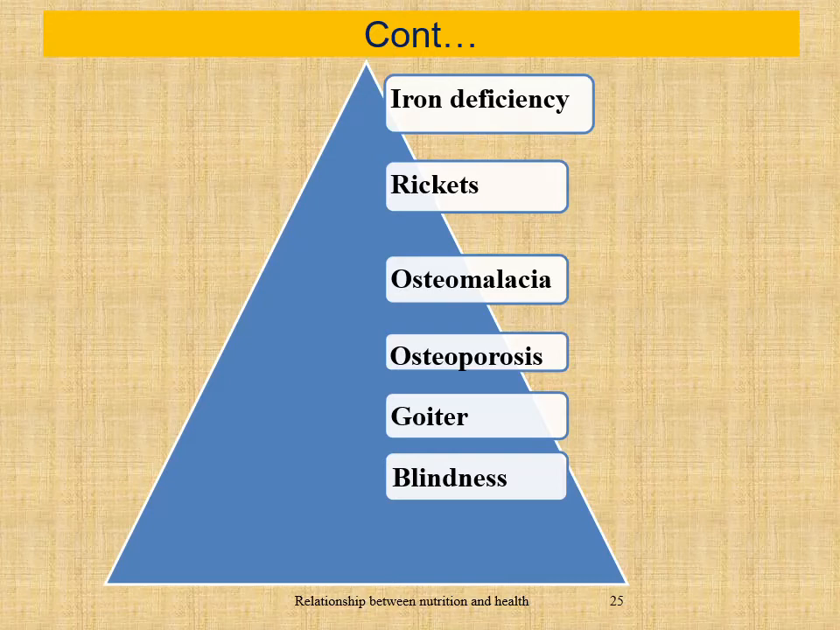Osteoporosis is a condition that causes bones to become porous and excessively brittle. Goiter is due to the lack of iodine, and blindness is due to a severe shortage of vitamin A.